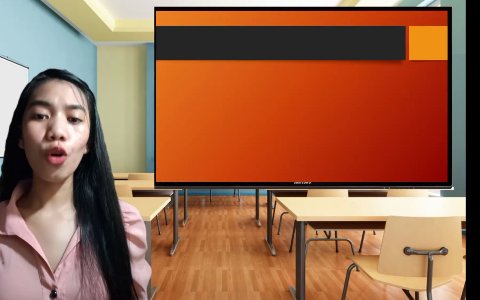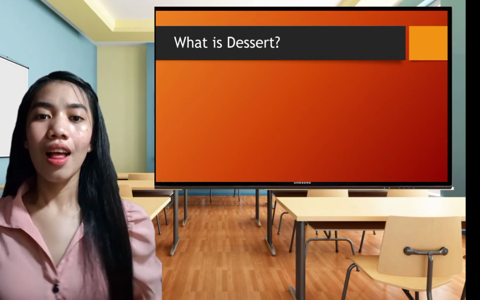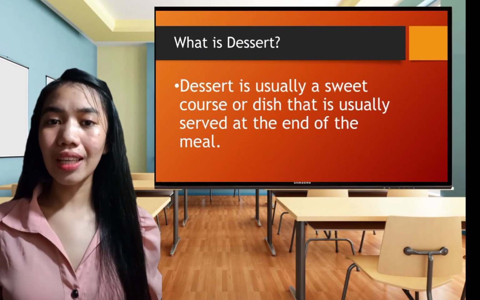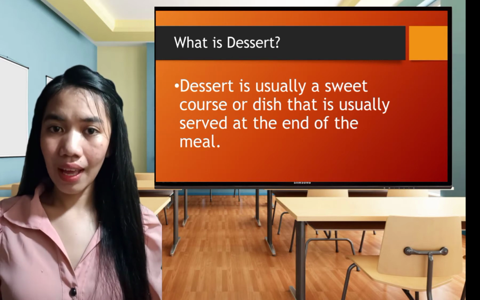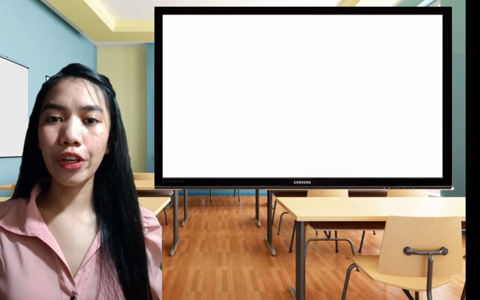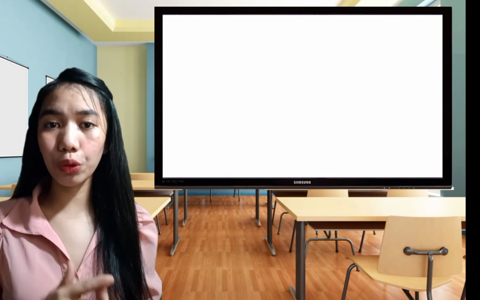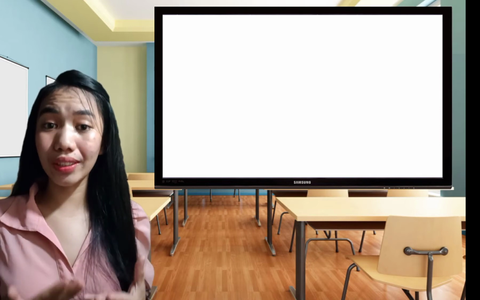Let us proceed to the definition of dessert. So, what is dessert? Dessert is usually a sweet course or dish that's usually served at the end of the meal. The term dessert can apply to many confections such as biscuits, cakes, cookies, custard, gelatines, ice cream, pastries, pies, puddings, sweet soup, tarts, and fruit salad. Fruit is also commonly found in dessert courses because of its naturally occurring sweetness.